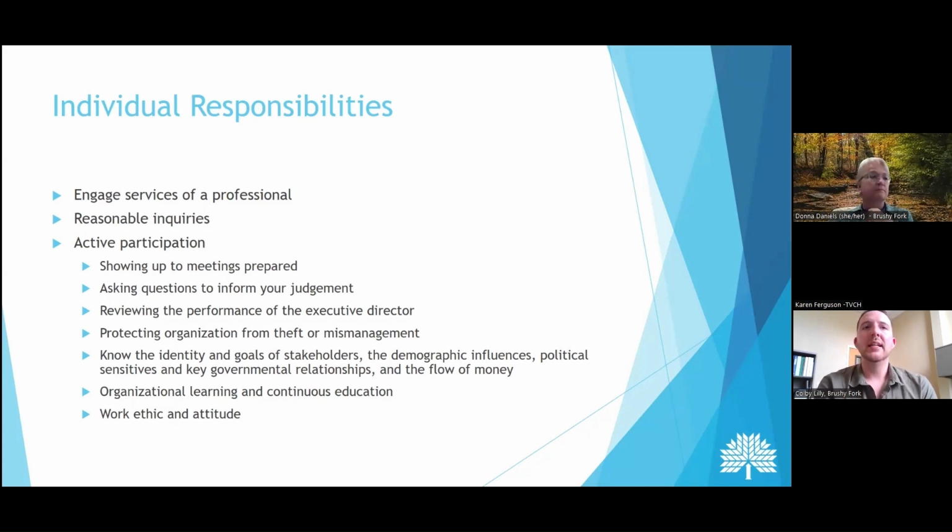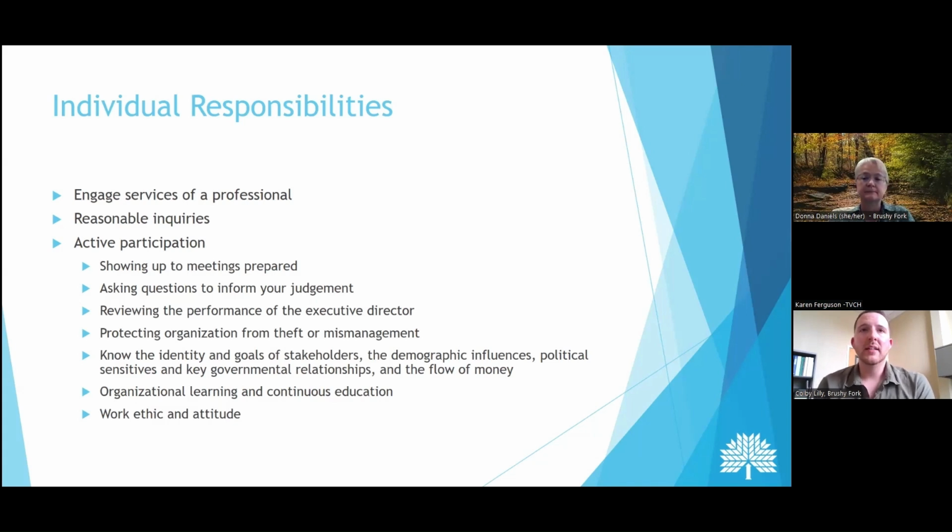Another responsibility is making reasonable inquiries. Before making any decision, board members should request and obtain all necessary background information and reports to promote informed decisions. You should use your own best judgment in voting and not be afraid to ask questions. Board members are asked to actively participate in board processes, and that also means properly fulfilling your duties as a board member, which requires that you must be active in organizational management.